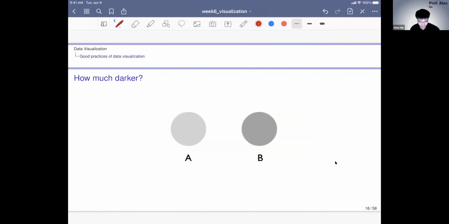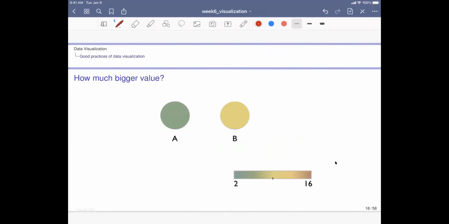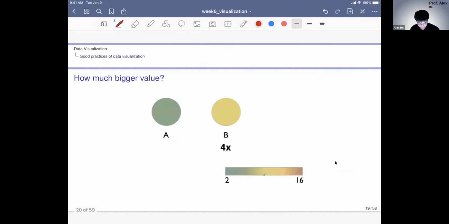Okay, how much darker is B relative to A? How would we know this? You wouldn't know this. It's 2 times. Last one. A is this greenish color, B is this yellowish color, and A would be 2. And then on the other hand, you have 16. How much is B? Nine. It's actually 4 times, well, that's about 8.